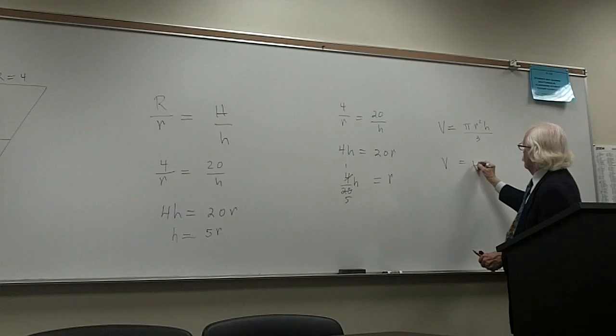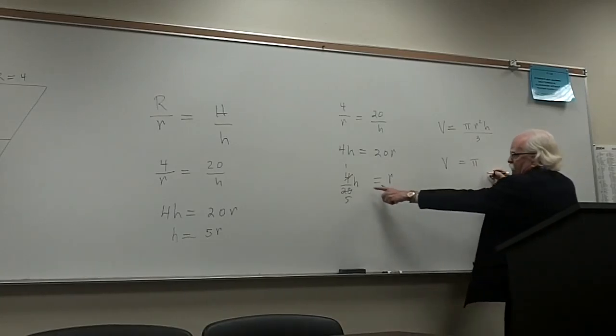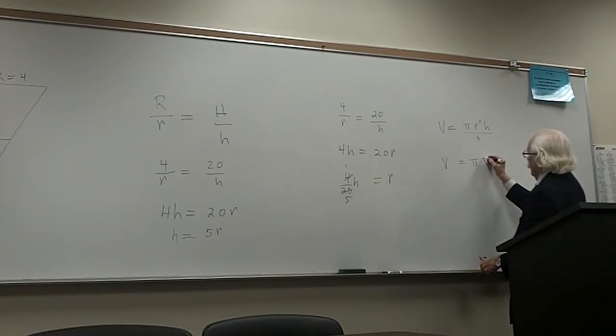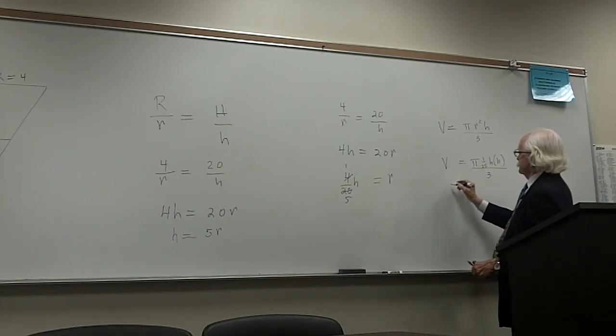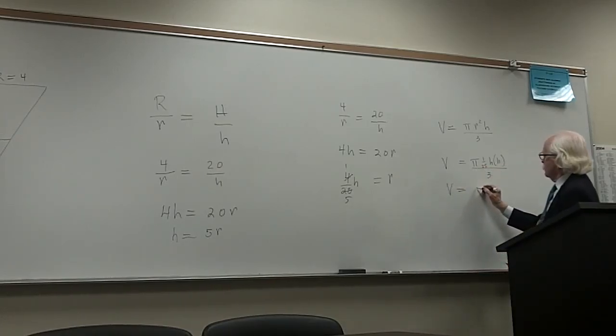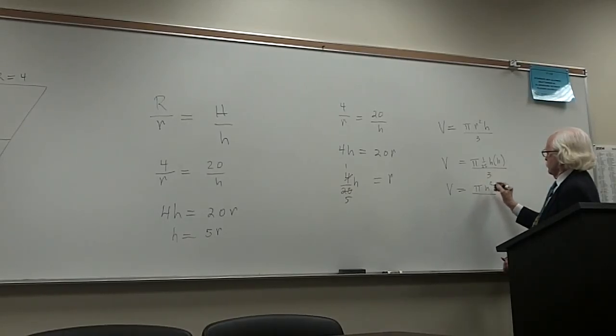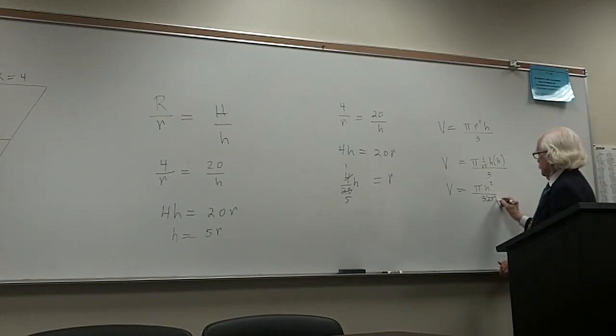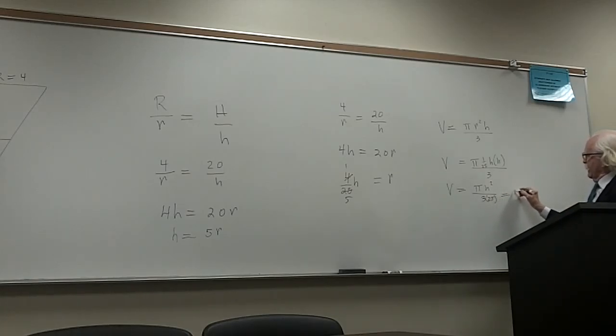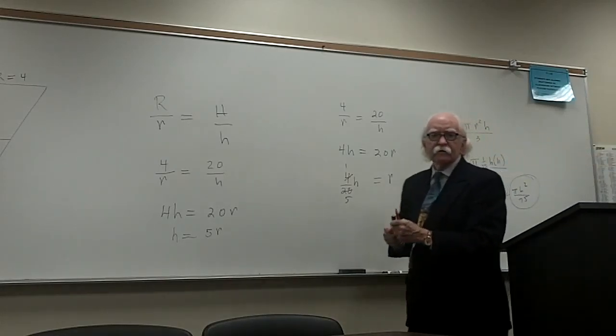Volume is equal to pi, and what is r? R is 1/5 h, that's what? That's 1/25 h times what? So this is volume is equal to pi h squared over what? 3 times 25, which is pi h squared over what? 75. Do you see what that's telling you?